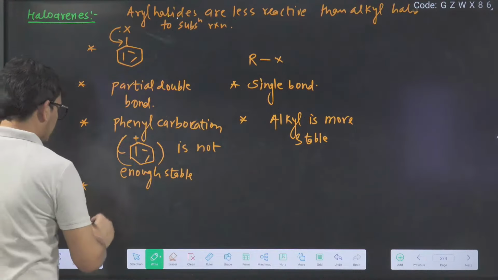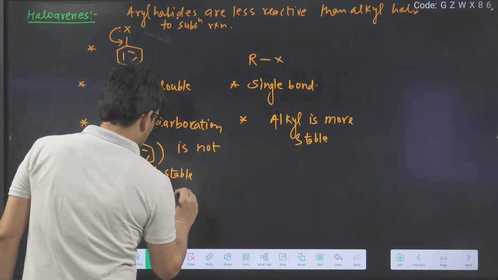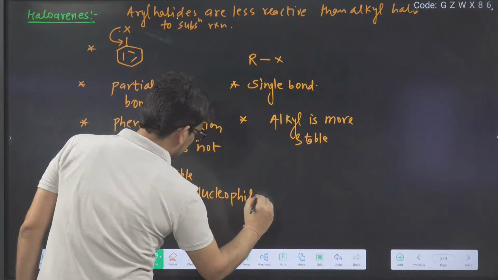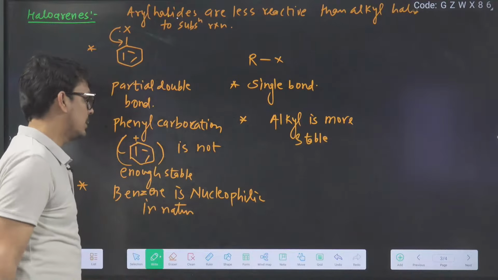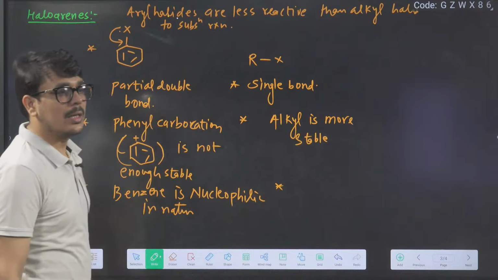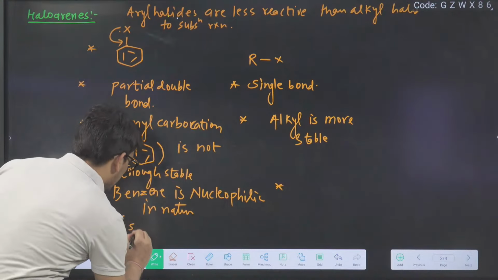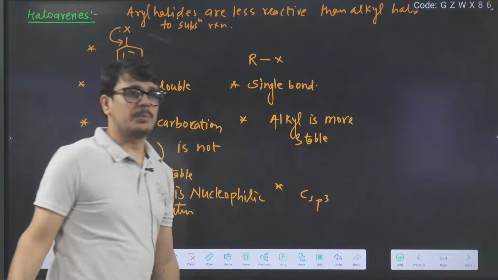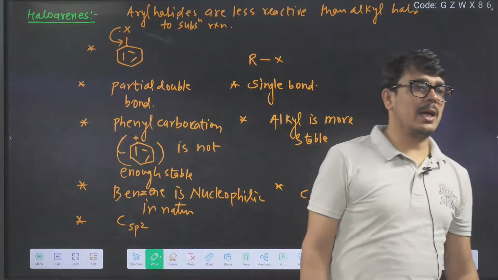Next, benzene is nucleophilic in nature, and this is not having nucleophilic nature. Clear to everyone or not? And last thing, the carbon of this one has which hybridization, and this side carbon has which hybridization? sp3. These are some of the points given in NCERT on why aryl halides are less reactive than alkyl halides.